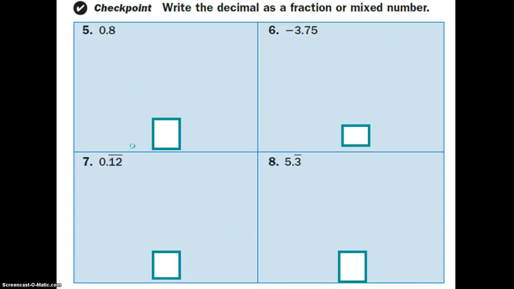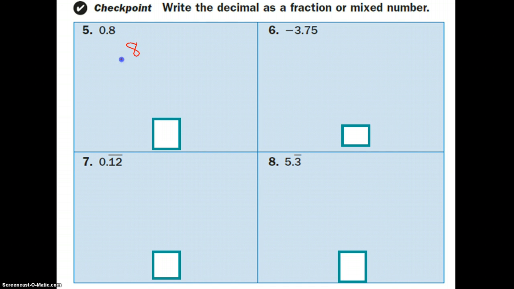Try number 5 through 8. Remember, you're writing it as a fraction or mixed number. Think about how to say it correctly. We don't say... the shortcut way is to say 0.8. But in reality, this is... pause the video, try 5 through 8.